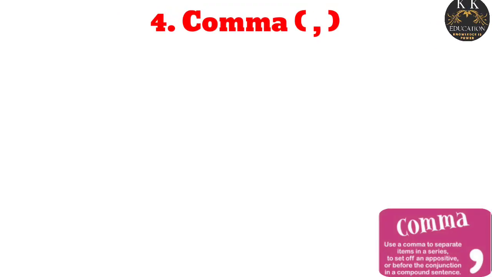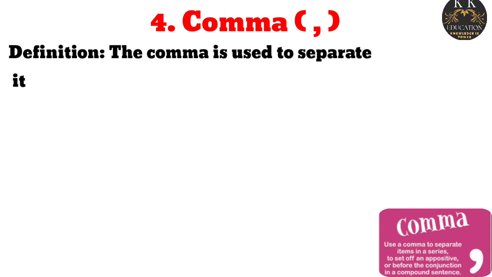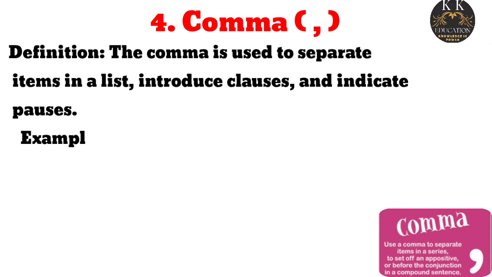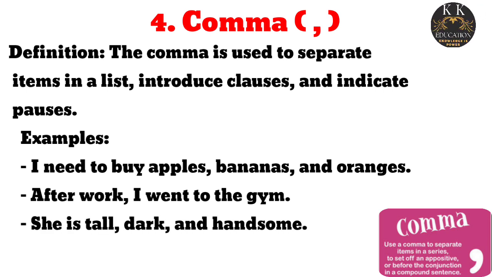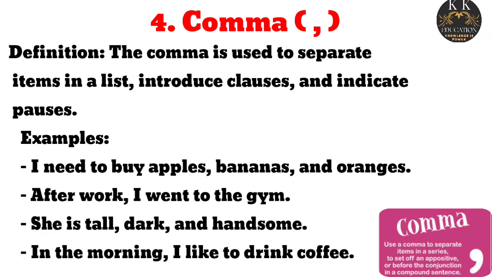4. Comma. Definition: the comma is used to separate items in a list, introduce clauses, and indicate pauses. Examples: I need to buy apples, bananas, and oranges. After work, I went to the gym. She is tall, dark, and handsome. In the morning, I like to drink coffee.